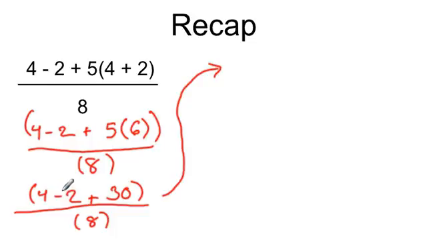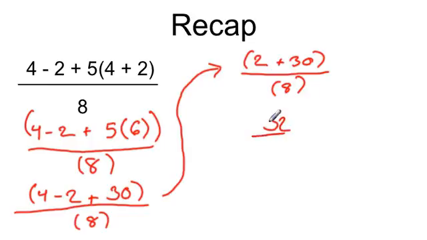Now I evaluate the addition and subtraction from left to right. 4 minus 2 is 2. So I get 2 plus 30 over 8. Again, I'm showing every single step. 2 plus 30 would be 32 over 8. Now there's nothing left to do in those parentheses, so I can divide. 32 divided by 8 would be 4, and that is evaluating because I'm down to a number. All right, practice this up, and good luck.